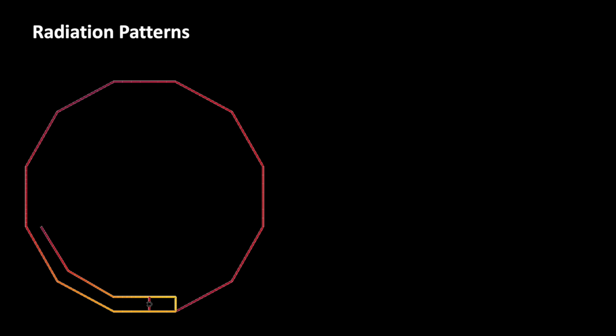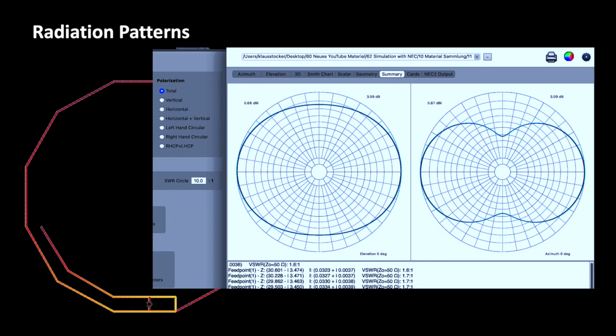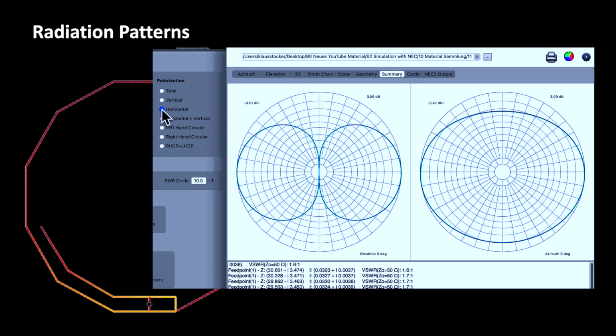The actual strength of NEC is the calculation of radiation patterns. Let's take a closer look at that now. First, we look at the horizontal and vertical radiation diagrams for the sum of all polarizations. Then we consider only the vertical polarization. The radiation diagram on the right looks different now. It has got nulls. And this is exactly reversed for the horizontal polarization.